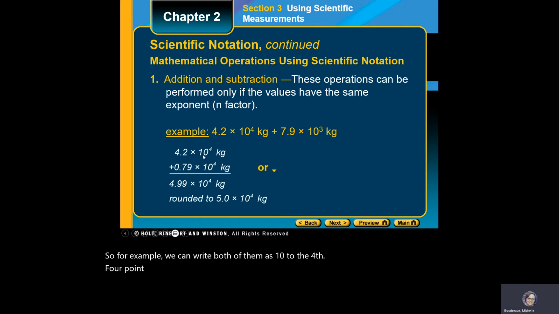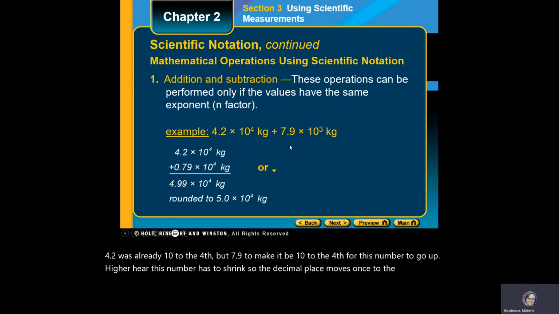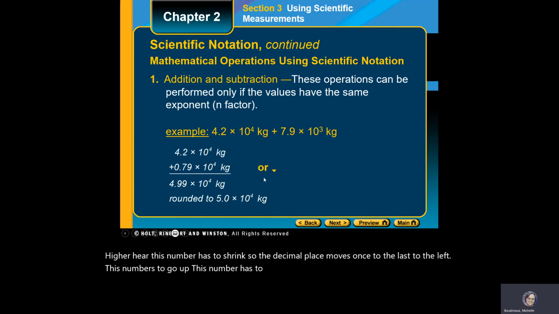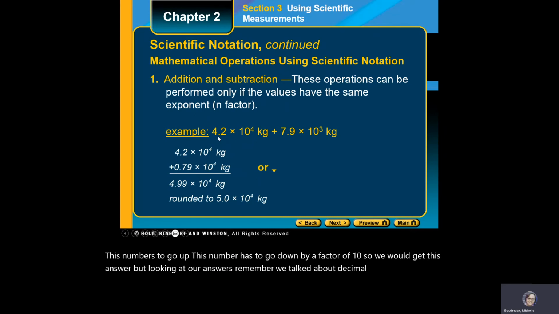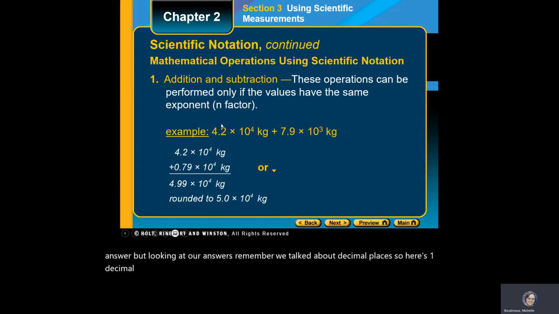4.2 was already 10 to the 4th, but 7.9, to make it be 10 to the 4th, for this number to go up higher here, this number has to shrink. So the decimal place moves once to the left. This number goes up, this number has to go down by a factor of 10. So we would get this answer. But looking at our answers, remember we talked about decimal places. So here's one decimal place, both in the original number. So our final answer has to have one decimal place.